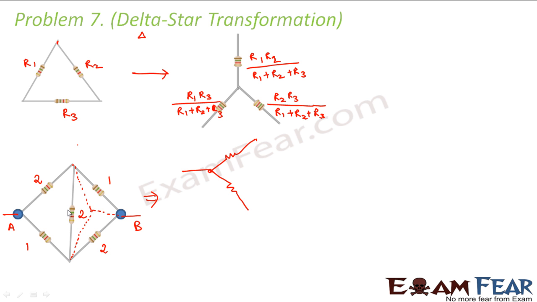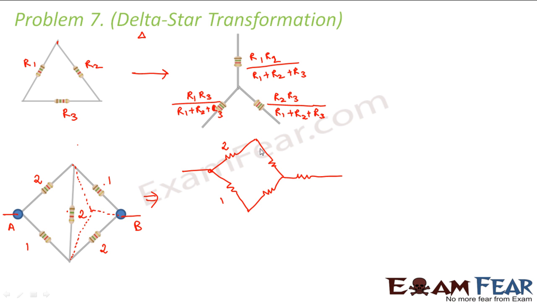Now we will not have these three. Instead of these three, we will have these. So now your circuit will become like this, right? So instead of this delta, now I have this star. So let us put the values.